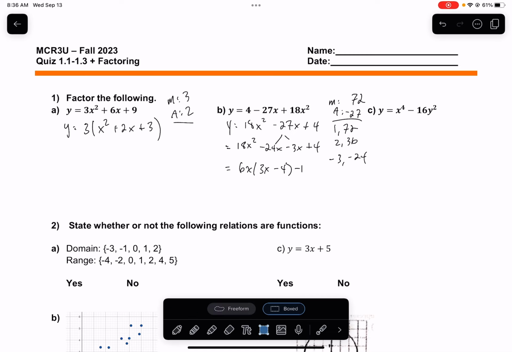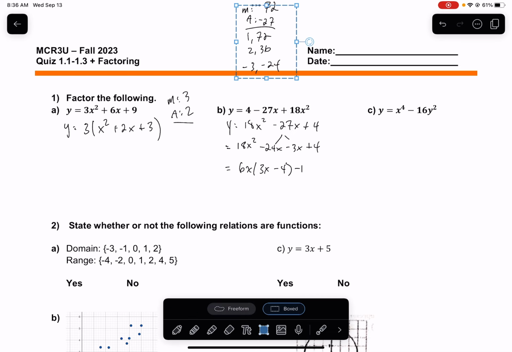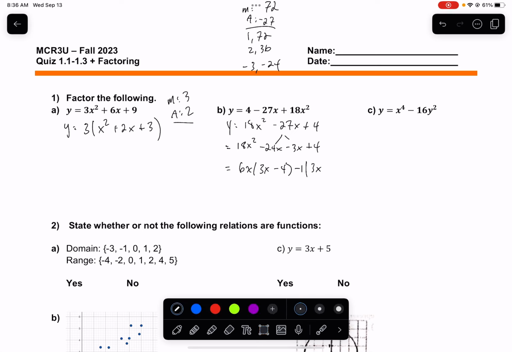Sorry, it's getting a little small here. Put that up there. Minus 1. 3x minus 4, that's the shared term. So you get... Is it okay? Okay. What kind of factoring is involved in the third question? The difference of squares? Do we all agree? Okay, let's do the difference of squares then. How do we do difference of squares?